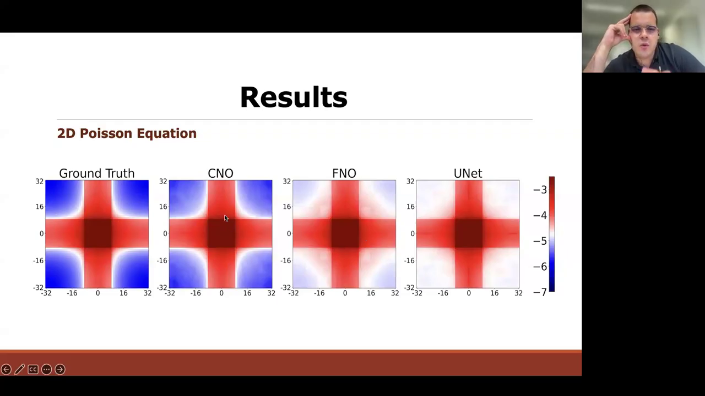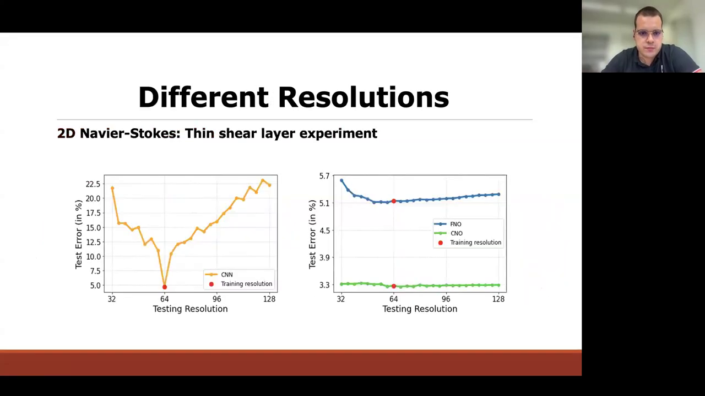And we see that the CNO almost perfectly approximates the ground truth spectrum, while the FNO and UNet have these high frequencies present in the spectra, which is due, we believe, to this aliasing effect. And so the high frequencies get introduced by the activation function, so that the FNO and UNet were not able to approximate the ground truth spectrum very well.